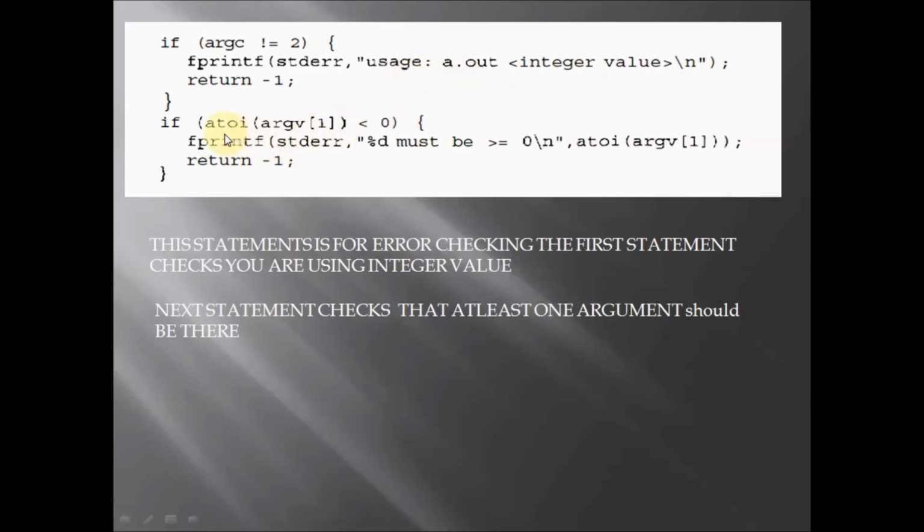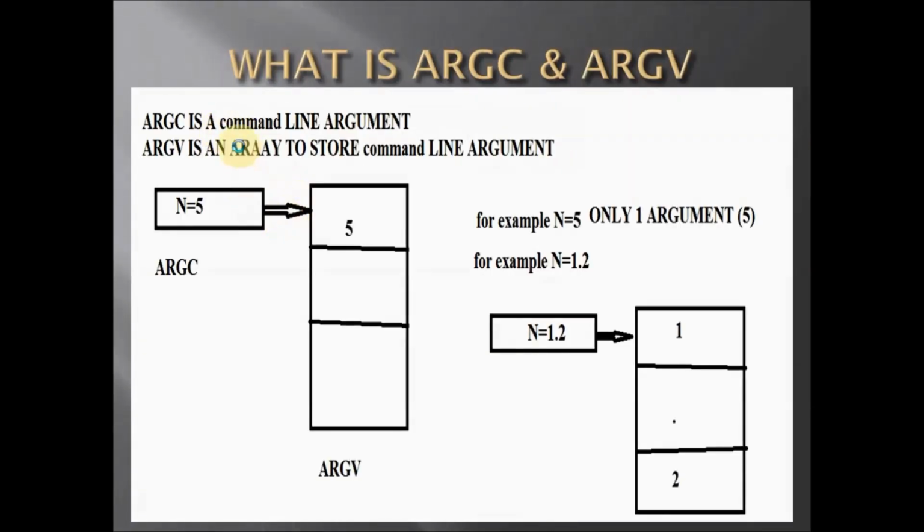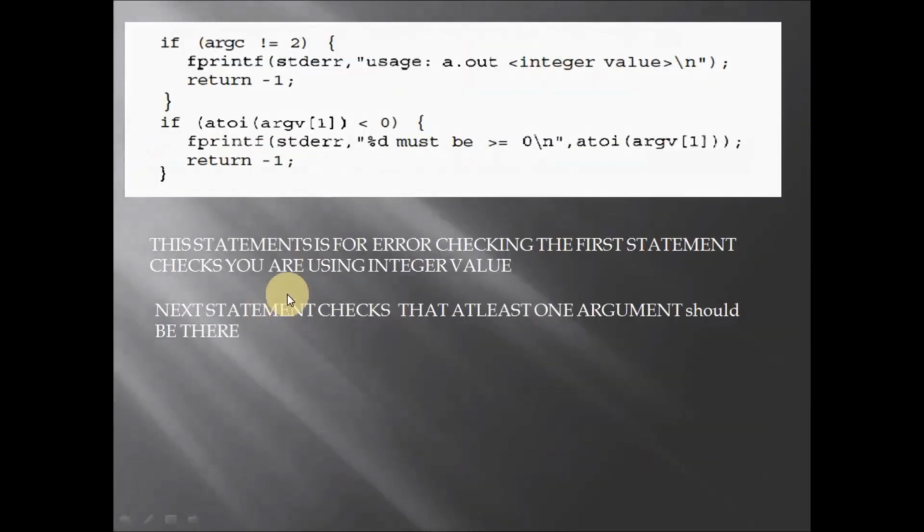Now what is atoi? That is a conversion. I am converting from alphabet to integer, because you can see my input value is n, but n stores the integer value 5. That's why it should be converted to integer. My input should be in integer format. So here argv[1] less than 0. The next statement checks that at least one argument should be there. You should give at least one input. The input can't be empty. If you don't give the input, it will display that the argument can't be blank.